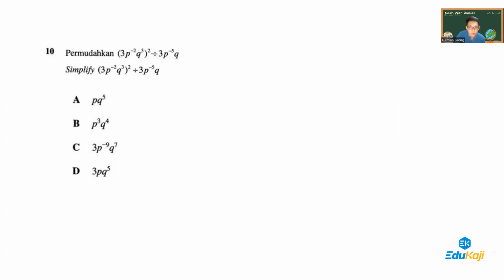This one, square everything in the bracket first. So the 3 I have to square. Be aware it is 3 squared, not 3 times 2. So 3 squared becomes 9. p to the power negative 2 to the power 2: power on top of power, the powers multiply. So the negative 2 times 2 becomes negative 4. q to the power 3 times 2, 6.